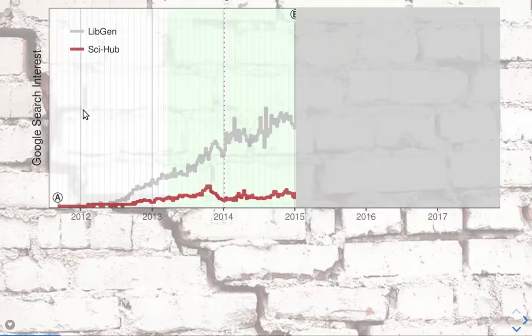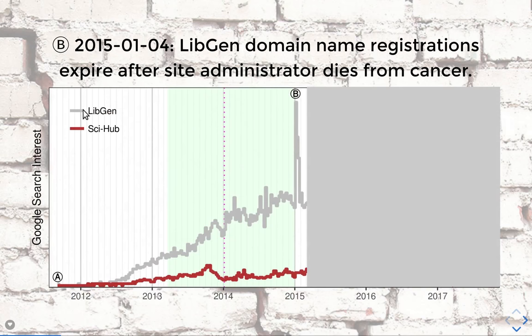In this outage, what had happened is allegedly one of the site administrators of LibGen had passed away from cancer, and the registration of the domain had expired. So LibGen stopped working. You can see a lot of people start Googling it because they're probably wondering why this thing doesn't work that worked yesterday. We see that a lot in these search histories. It also caused Sci-Hub to create its own repository, where they would still deposit articles they downloaded to LibGen, but now they started storing the articles themselves.